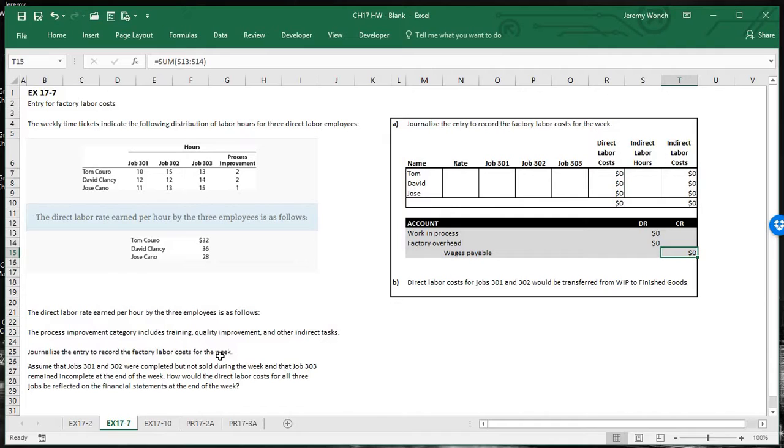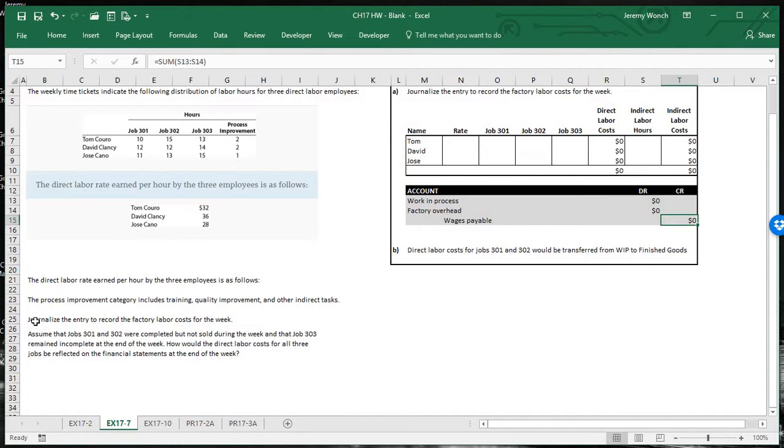All right, so in the next problem, example 17-7, it looks like we're given some weekly timesheets for direct labor hours from 3 of our direct labor employees. We have their hours on a card here, and then down here we have what their hourly rate is. What it's asking us to do is journalize the entry for factory labor costs for the week.